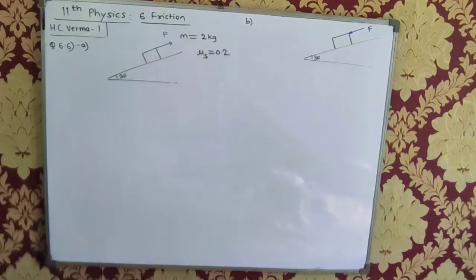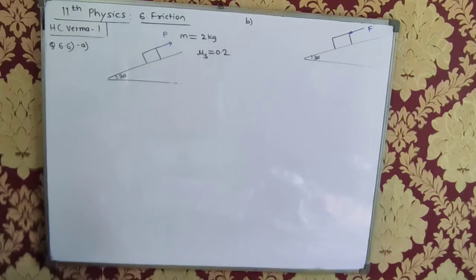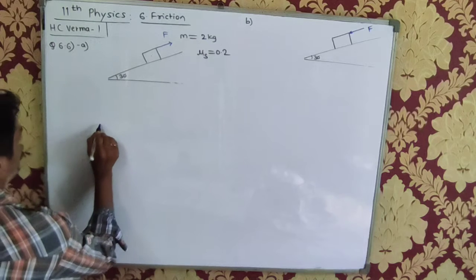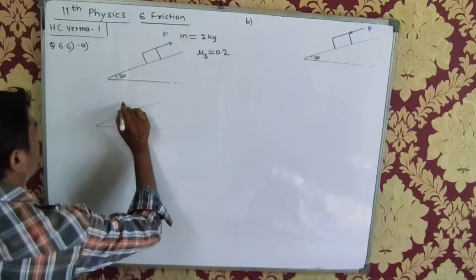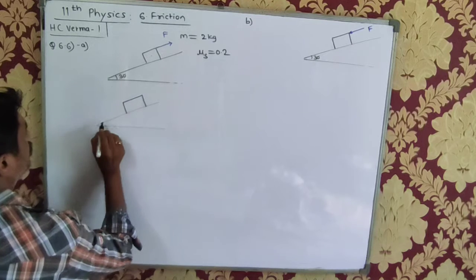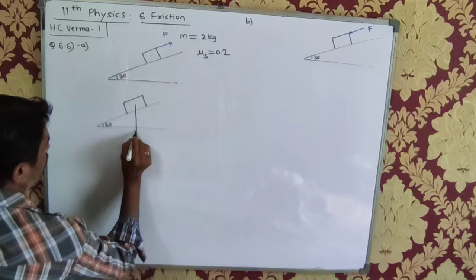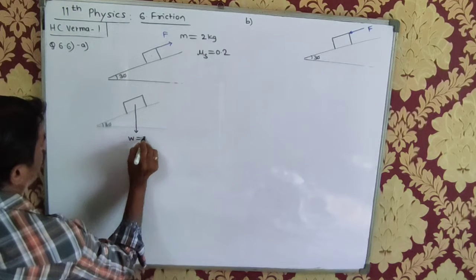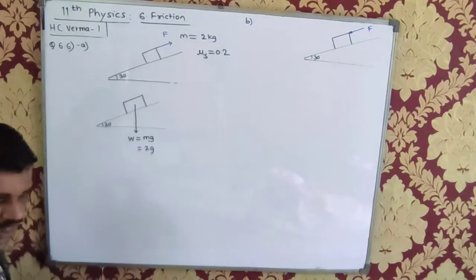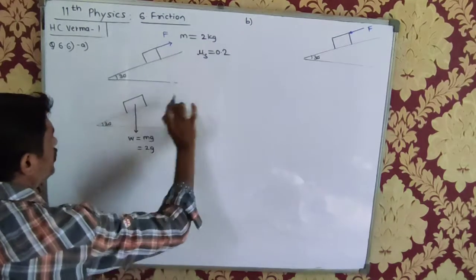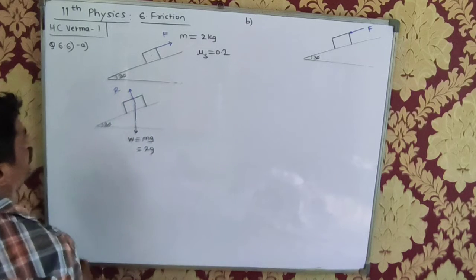Now let us draw the free body diagram here. You tell me, help me in drawing the free body diagram. Tell me all the forces acting here. This is the weight, W is equal to mg, 2g. There will be the normal reaction, which is perpendicular to the supporting inclined surface, like this. So this is the normal reaction.